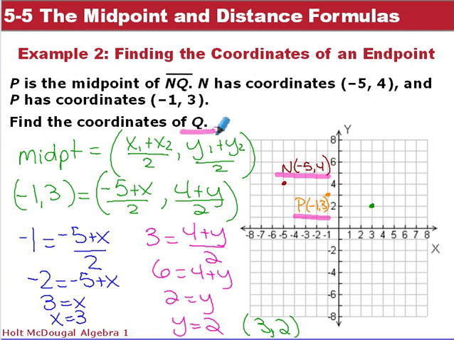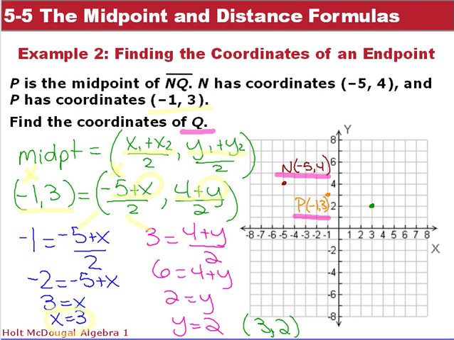So we start with our midpoint formula. Midpoint equals the average of our x-coordinates and the average of the y-coordinates. So our midpoint, we're told, P is -1, 3. We're given one x-coordinate and one y, so we substitute those in, leaving us to solve for our other x and our other y-coordinate. Let's break these into two equations, one for x and one for y. So -1 equals -5 plus x over 2. Solving for x, we get x equals 3.